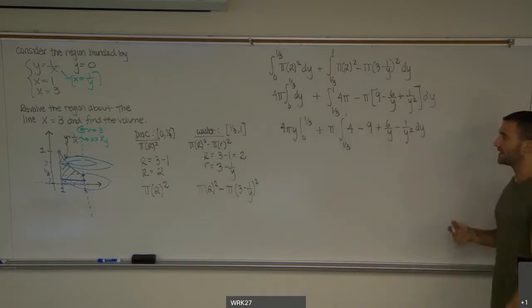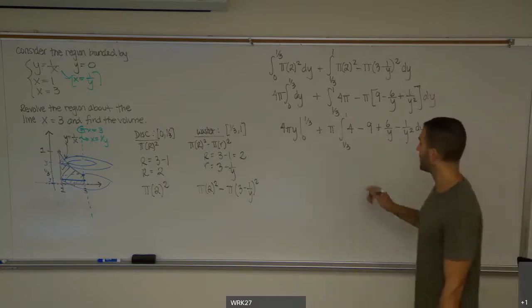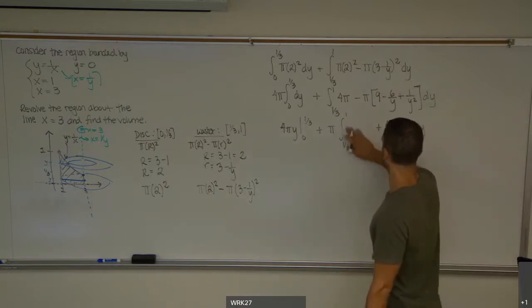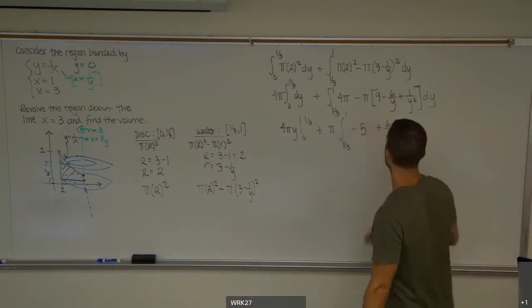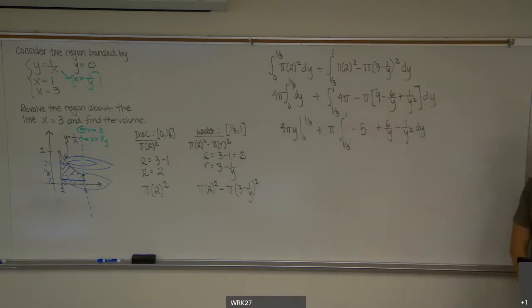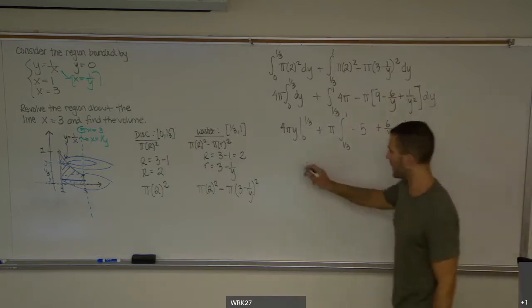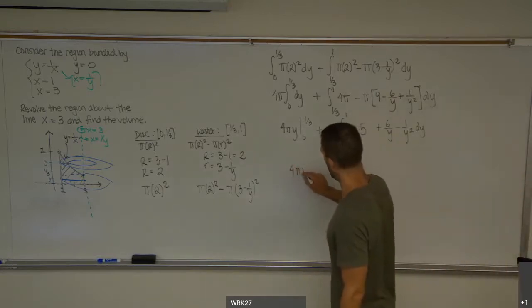4 minus 9 is -5. We can combine our constants. And now we integrate. So I won't do this one yet. We'll save it for when we have the other one ready.